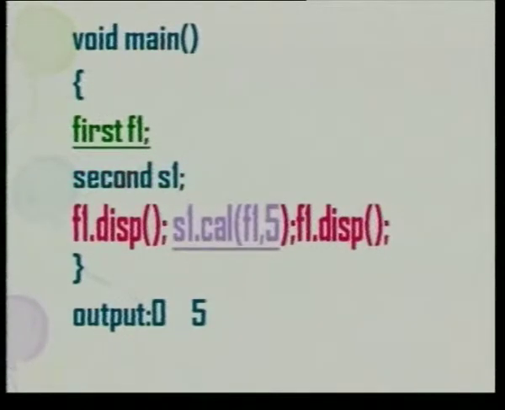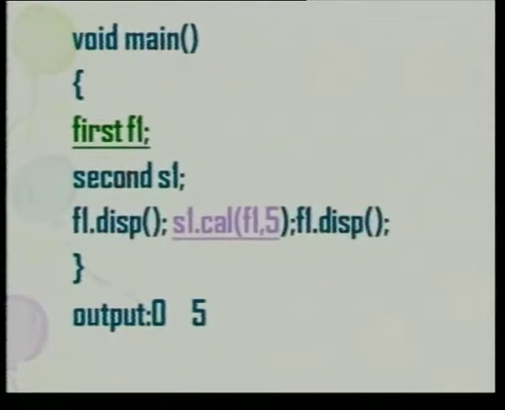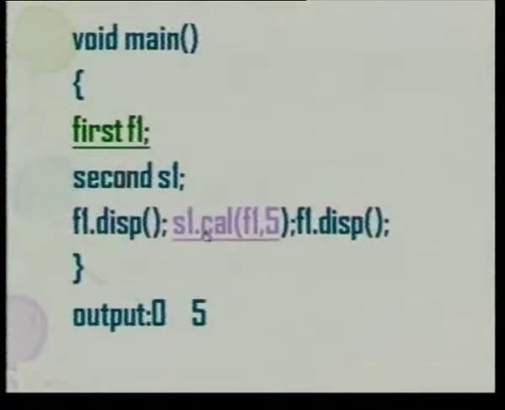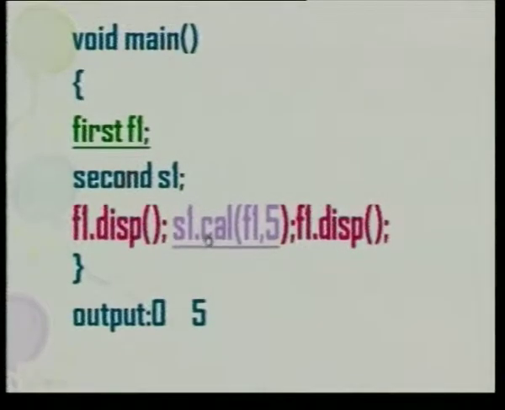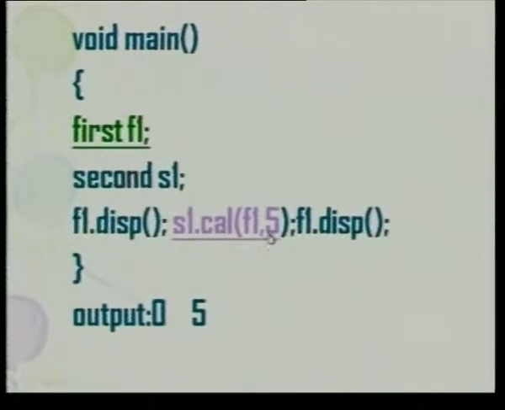Then we are calling the disp function of class first. This disp function is only going to display the value of x. The value of x is only 0, so that is why the first output is 0. Next we are calling s1 dot cal f1 and 5. Here f1 is the first argument, which holds the value of the variable x as 0. This 5 is the value which is going to the variable y.